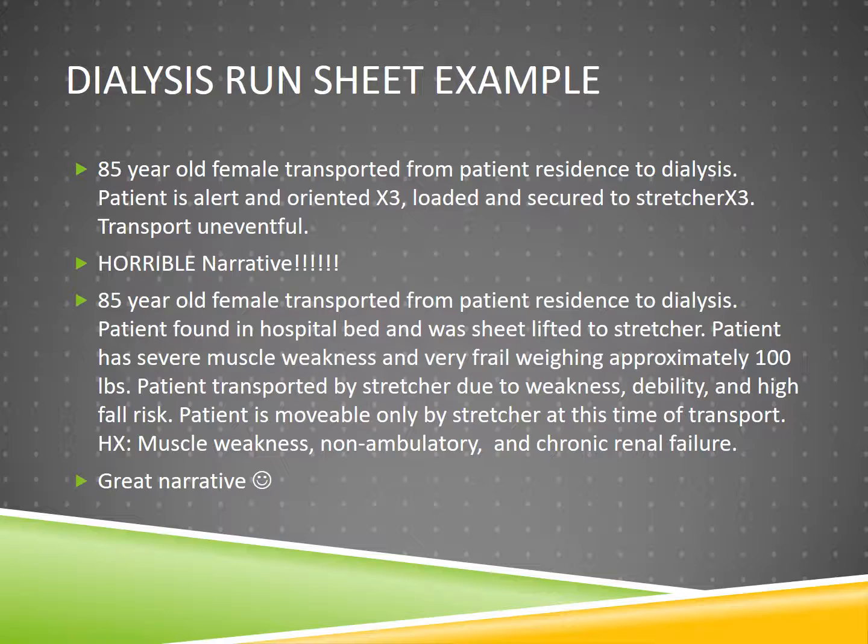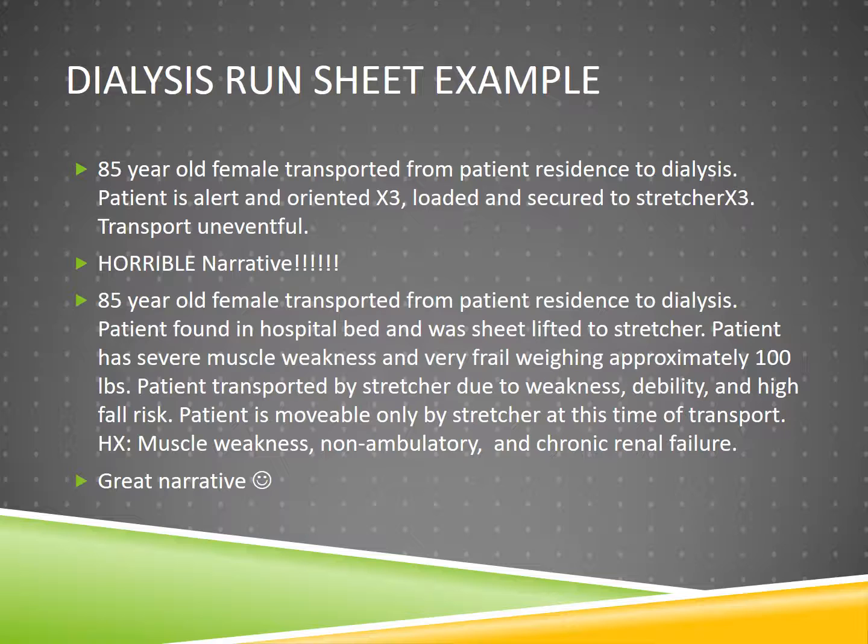Below, an 85-year-old female transported from a patient residence to dialysis. Patient found in a hospital bed and was sheet lifted to the stretcher. Patient has severe muscle weakness, very frail, weighing approximately 100 pounds. Patient is transported by stretcher due to weakness, stability, and high fall risk. Patient is movable only by stretcher at this time of transport. The history, muscle weakness, non-ambulatory, and chronic renal failure.